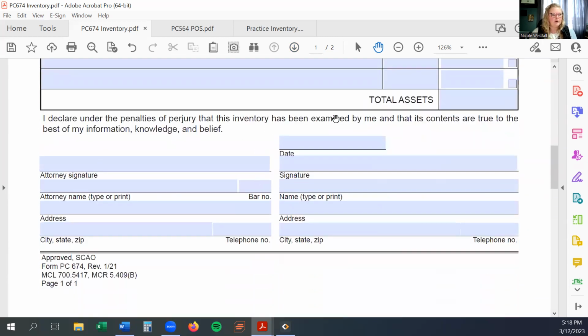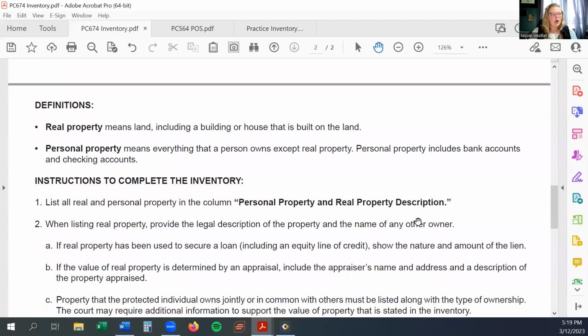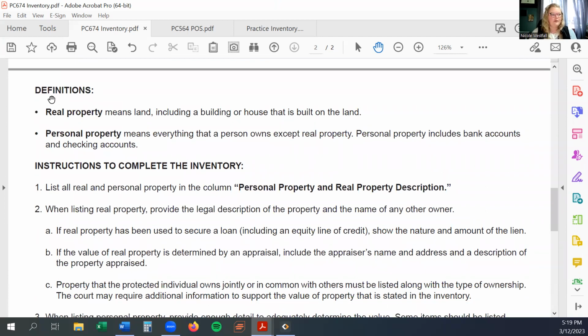And down here, you'll see it says total assets. And then you're declaring that the contents of this document is true. So if you had an attorney, they would be doing this form for you. But if you don't, which is probably why you're watching this video, then you would do your date, your signature, your name, address, and telephone here.